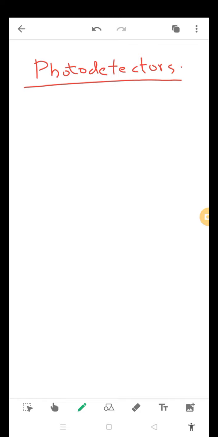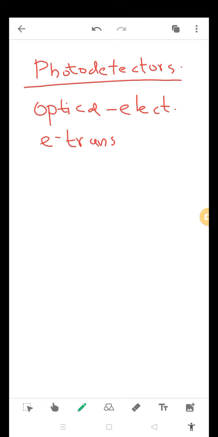Photodetectors are those devices which convert optical energy to electrical energy, and they also generate electron transport carriers. So by generation of electron transport carrier effectively means generation of electrical energy.